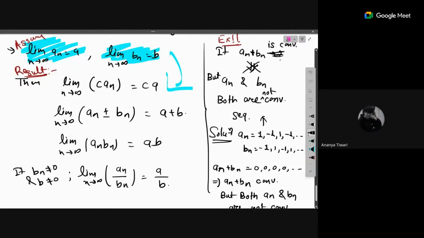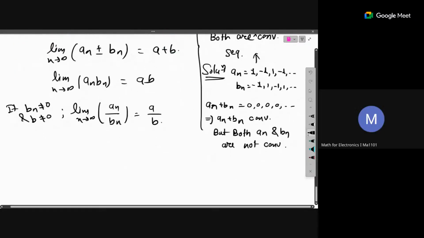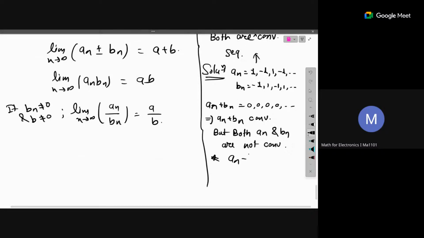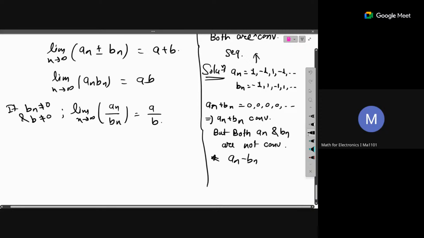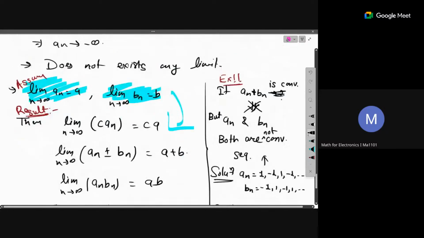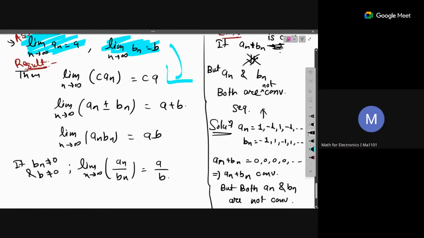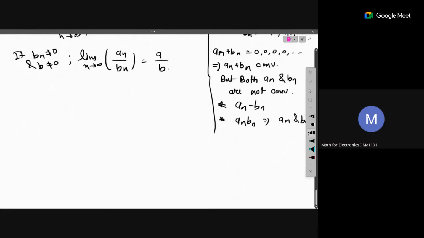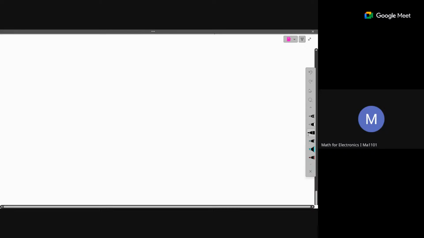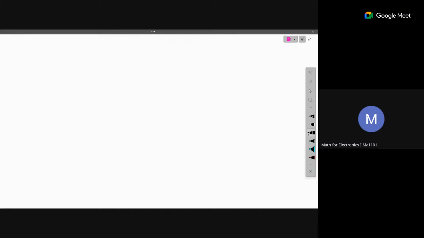Now similarly you can think about what if an minus bn converges. It will be the same as this, right? What if an bn converges, then what can you say about an and bn? So these are the interesting questions. Now let's try to solve some examples, and then we'll go to limit and continuity of a sequence. But first, what is the monotone convergence theorem?